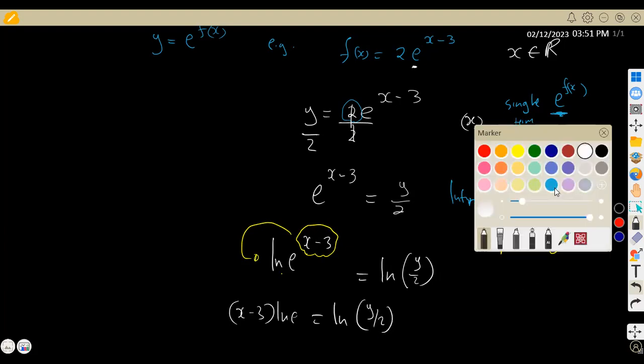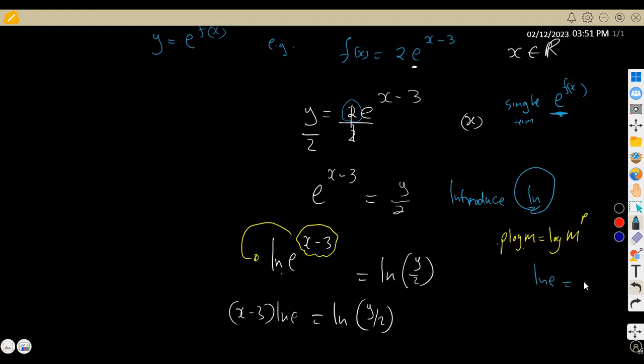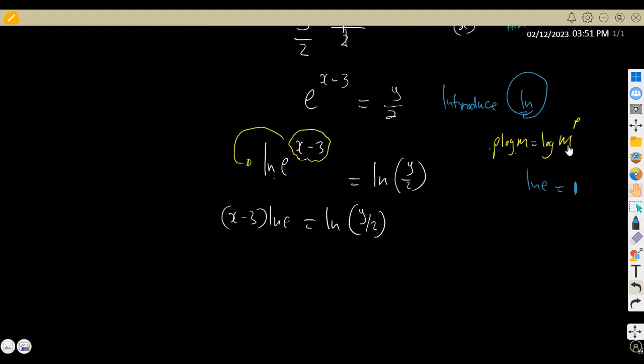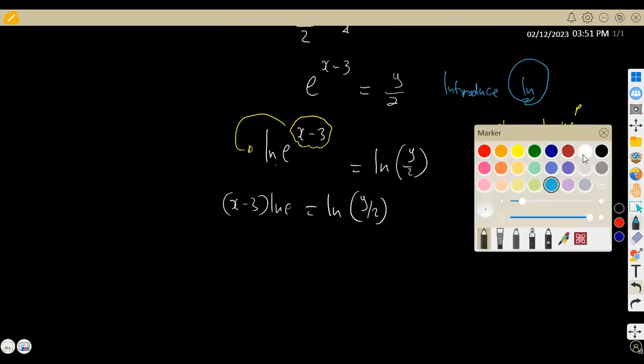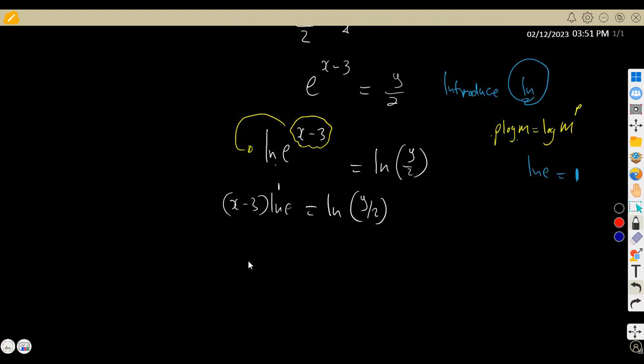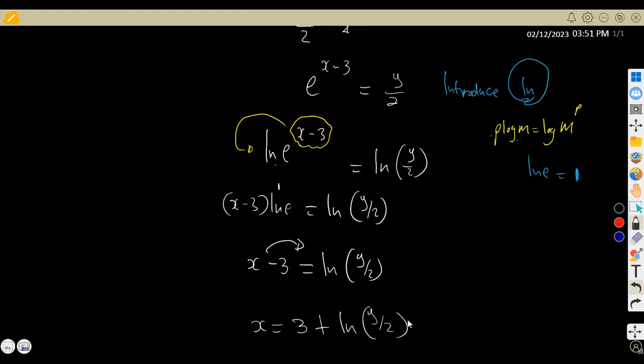Knowing that ln e is equivalent to 1, from your logarithms, I talked about this, that ln e is equal to 1. So if ln e is equal to 1, this whole part is going to be 1. Which means we are just left with x minus 3 is equivalent to ln of y over 2. All right. So how can you make x the subject? Just transpose -3 to the other side, it becomes positive because you are subtracting, so you add both sides. So 3 plus the ln of y over 2. That is now x.